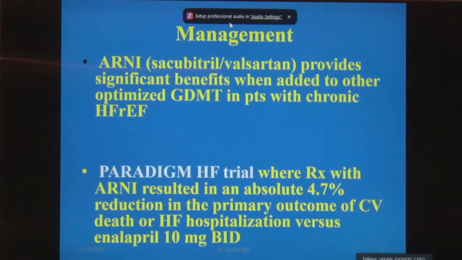In the PARADIGM study, we all know they used ARNI. They compared it with an ACE inhibitor, and the result was so obvious. There was a reduction of almost 5% in the primary outcome of cardiovascular death or hospitalization. So they used two drugs here: ARNI, which is a combination of sacubitril and valsartan, and enalapril 10 milligram.